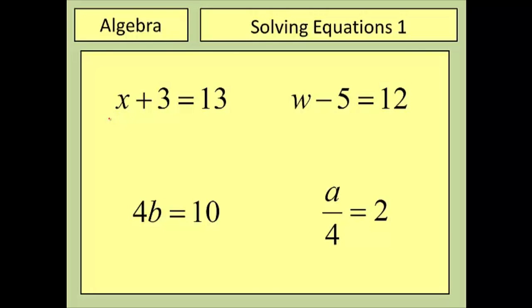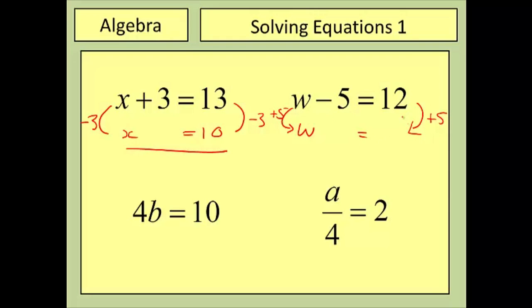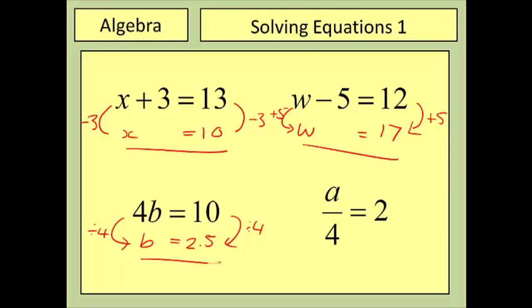Okay, in this first one then, x plus 3, I'm going to need to do the opposite, the inverse of add 3, which is subtract 3. Drop my equals sign down and I get an answer of x equals 10. In this one I need to do the inverse of subtract 5, which is add 5, and that leaves me with w equals 12 plus 5, 17. In this one I need to do the inverse of multiply by 4, which is divide by 4, and that's going to leave me with 10 divided by 4, which is 2.5, and that's okay, I can have decimals in my answers, and b equals 2.5.